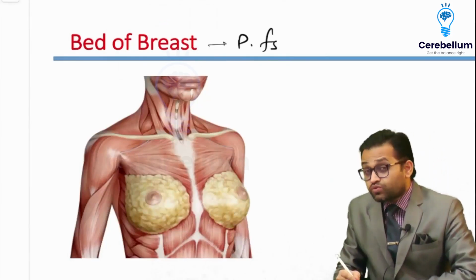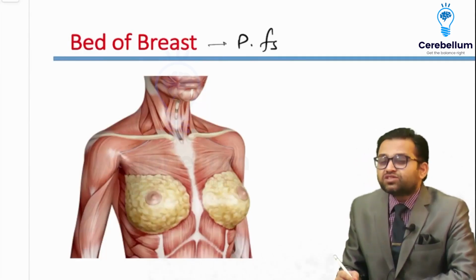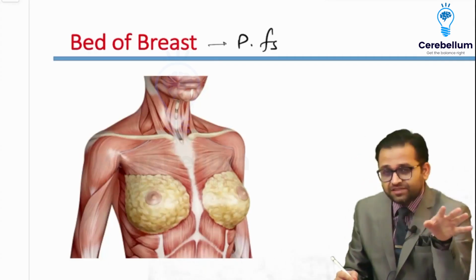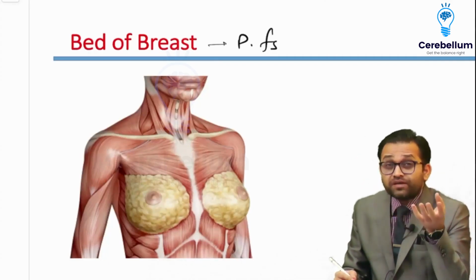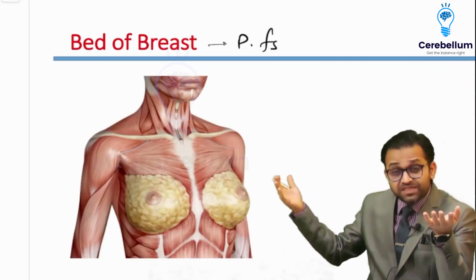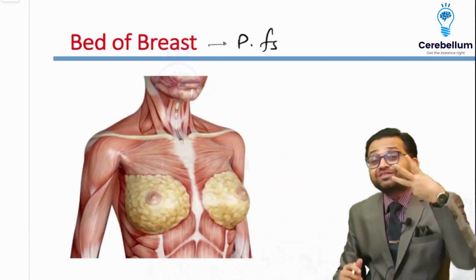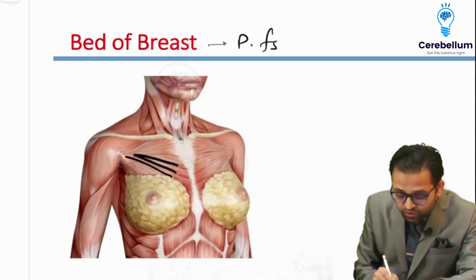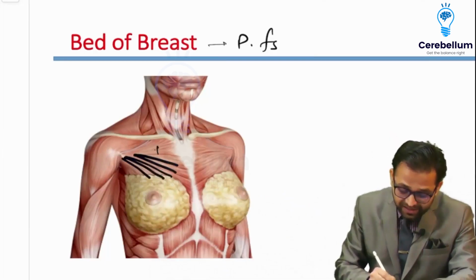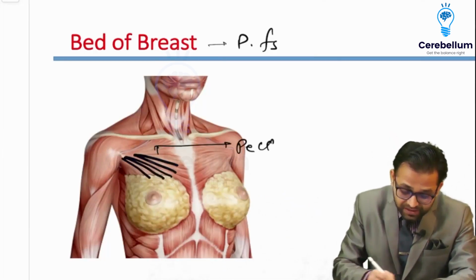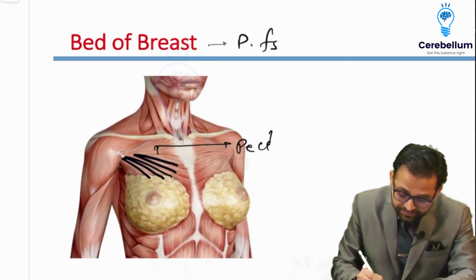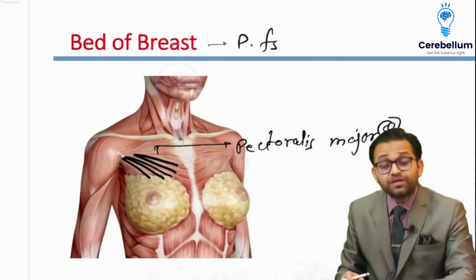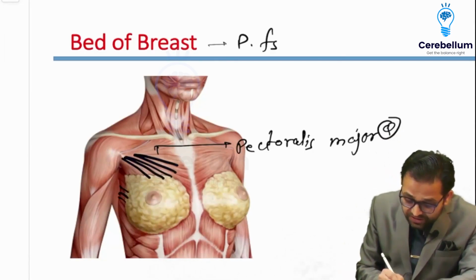Now try to catch another point. Just behind the breast, there is a loose connective tissue layer, that is the retromammary space. Retromammary space is there, pectoral fascia is there, and deep to it there are three muscles. What are the three muscles? Can you see, this is the pectoral region. The big muscle at the pectoral area is our pectoralis major. MCQ.